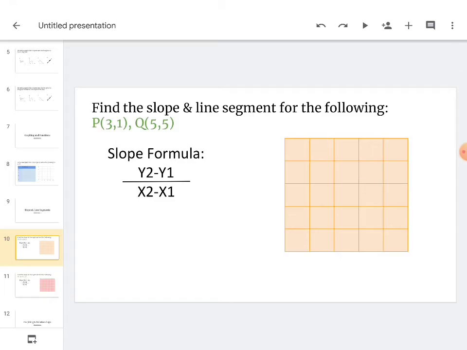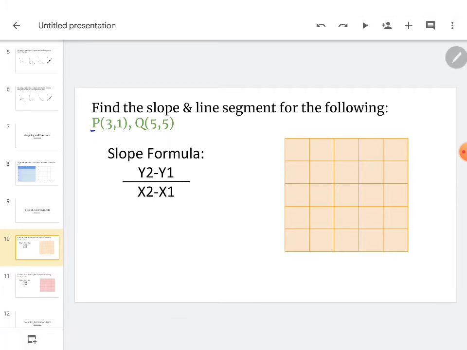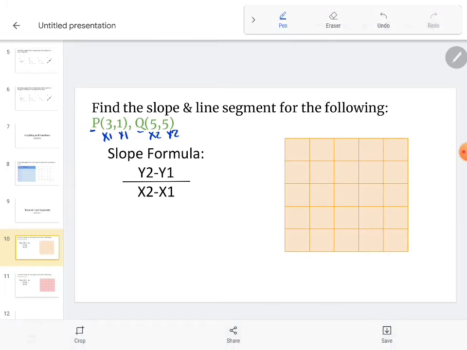Now, first of all, we want to find our slope for these points. And notice how we already have a formula down. It's y2 minus y1 divided by x2 minus x1. We're going to go ahead and label our points so that we know what's what. For our first point, P, we're going to put x1, y1, since that's our first set of points. And for our Q, we're going to put x2, y2 for our points. So now we can just simply plug these in our formula.